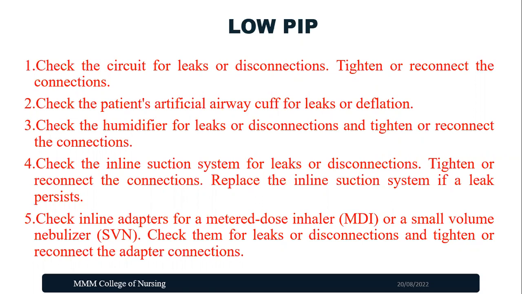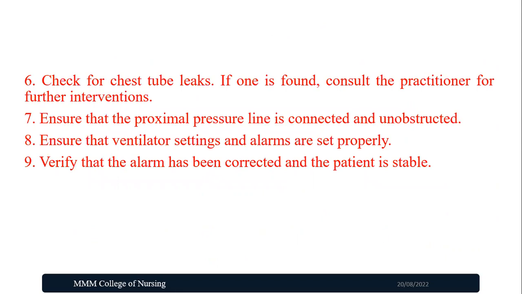Also, we need to check the inline adapters for metered dose inhaler or small volume nebulizer for any leaks or disconnection, then tighten and reconnect it. And check for chest tube leak. If one is found, consult the practitioner for further intervention. Ensure that the proximal pressure line is connected and unobstructed. Ensure that ventilator settings and alarms are set properly. Verify that the alarm has been corrected and the patient is stable.